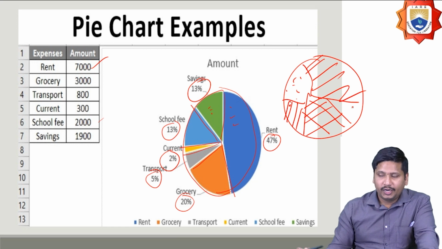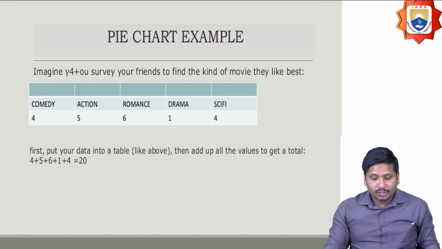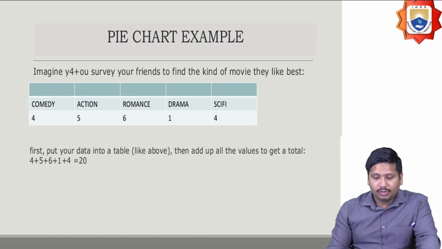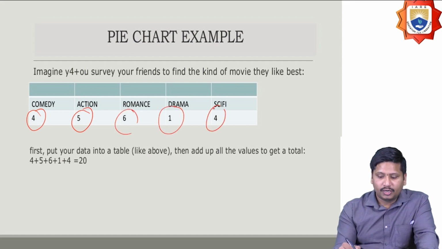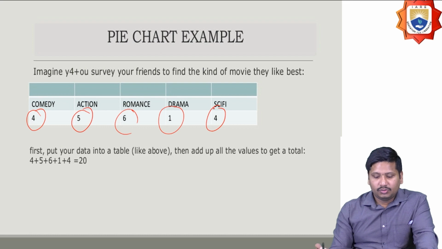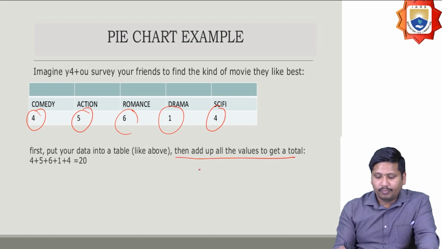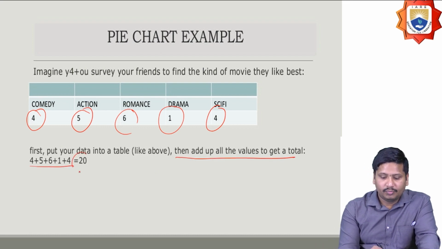So that is the advantage of this pie chart. Imagine that we have surveyed four friends to find the kind of movie they like best. Comedy is liked by four people, action will be five, romance, drama, and sci-fi like this. So I can add up all the data. Let it be 20 here.